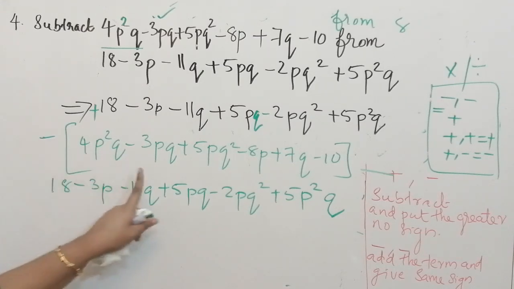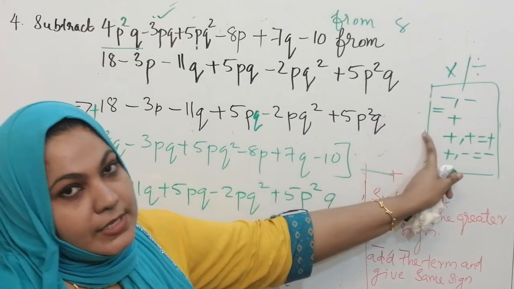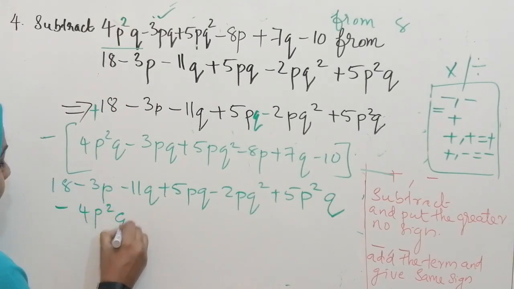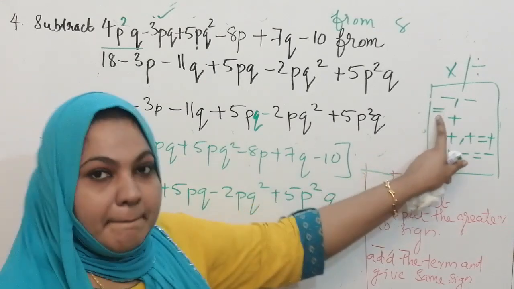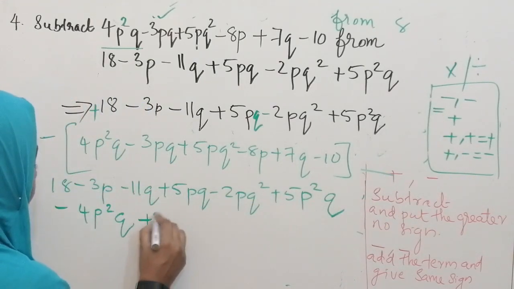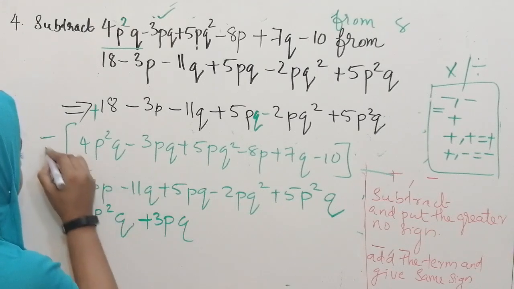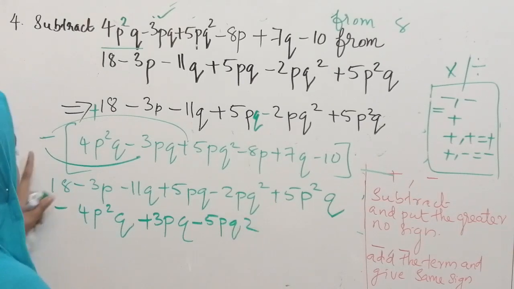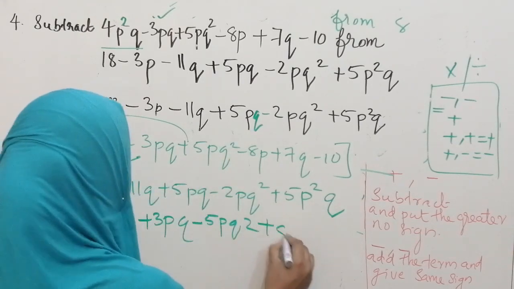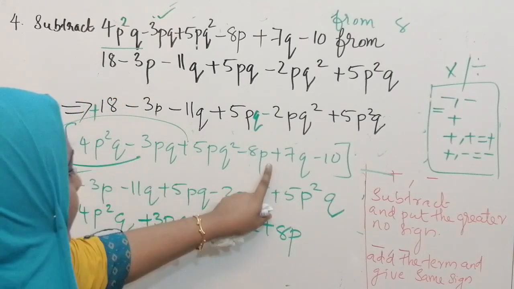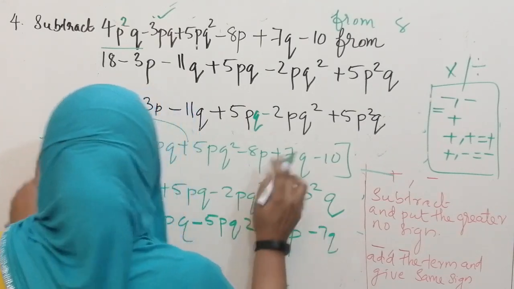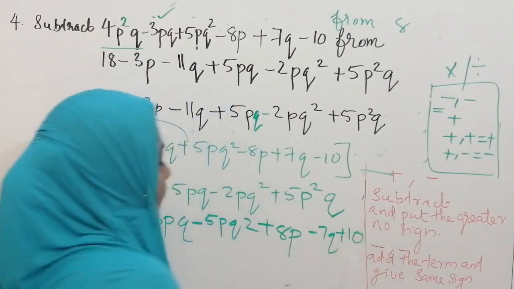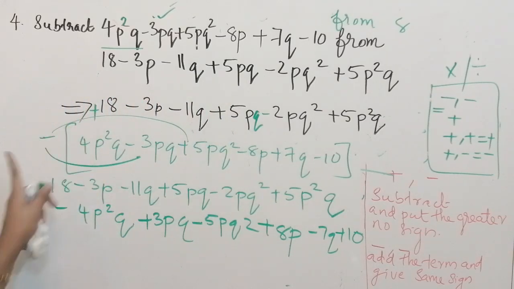So the minus sign, here I said you have to follow the rules for multiplication or division. So minus and plus means minus 4p square q, minus and minus plus 3pq. Next is minus and plus, minus 5pq square, minus and minus plus 8p. Next is minus and plus, minus 7q. Last, minus and minus, plus 10. So I hope you understood how we can solve the bracket.